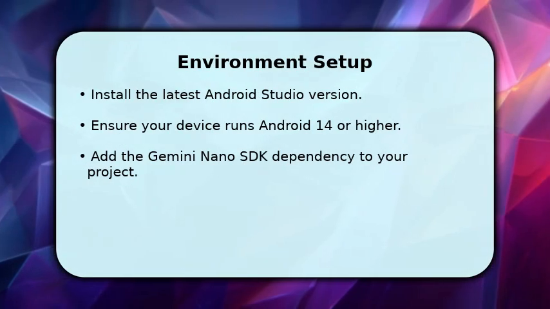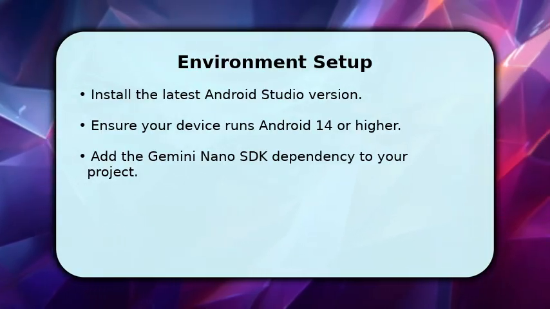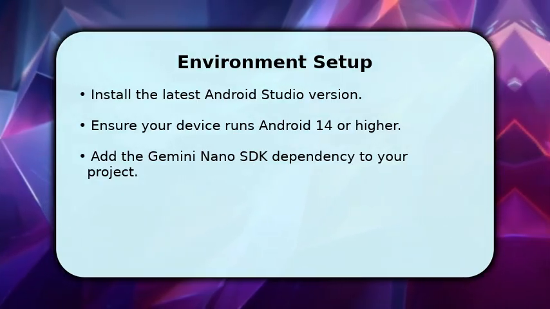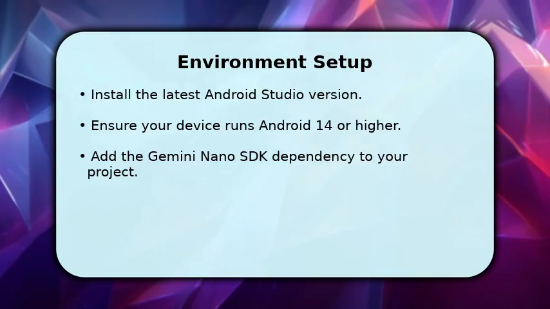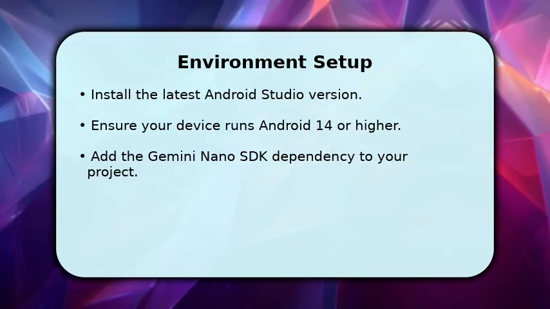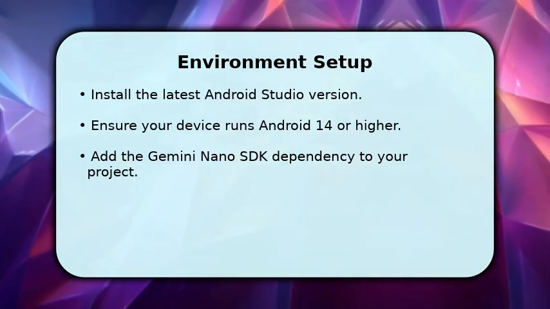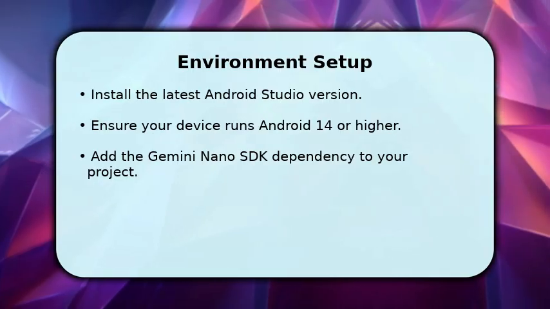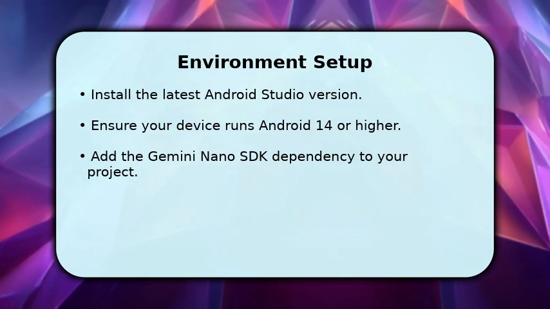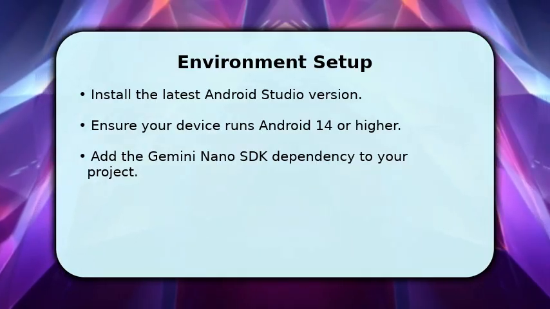To begin, open Android Studio and create a new project, or open an existing one. Verify that your target device or emulator is running Android 14, also known as Upside Down Cake, or a newer version. Next, you'll add the Gemini Nano SDK as a dependency in your project's build.gradle file. This crucial step links your application to the powerful on-device AI capabilities, allowing you to access its features seamlessly. Make sure to sync your project after adding the dependency.